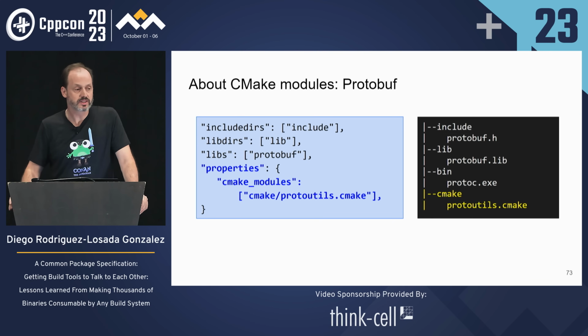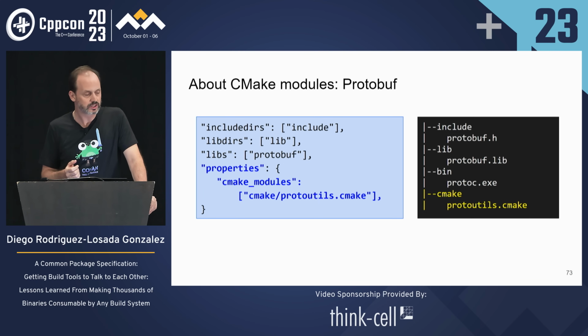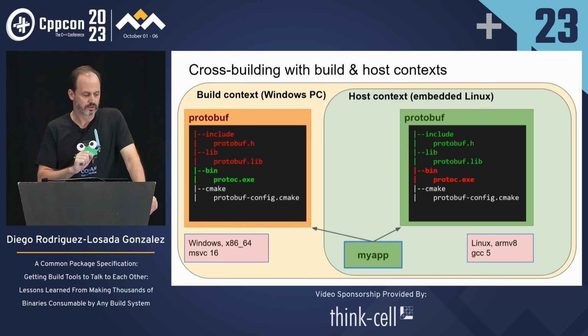And it's also something that we can represent in CPS. With CPS, we no longer need the config CMake, but we can perfectly add our protoutils.cmake in our package. We can add them to the CMake modules property, and then this can be perfectly used by the CMake build system, so your CMake lists will keep working as they have been working. But there is only one problem here, which is the cross-compilation, the cross-building scenario.